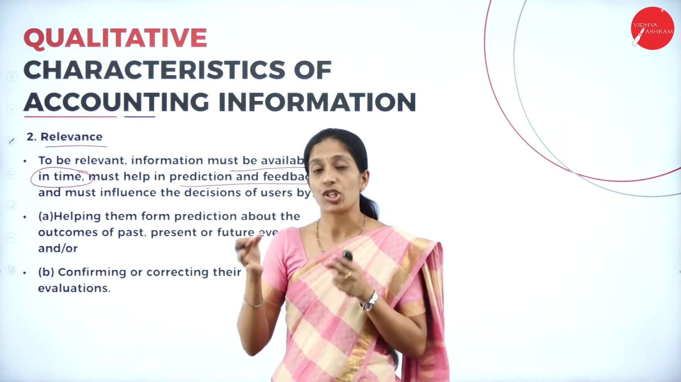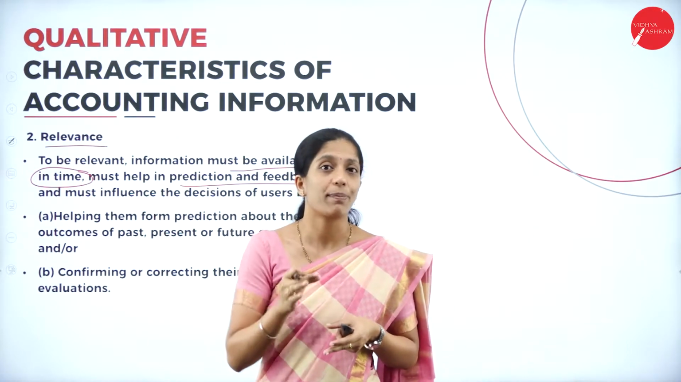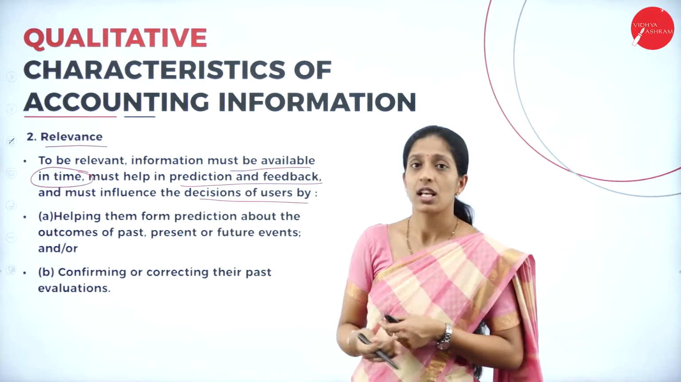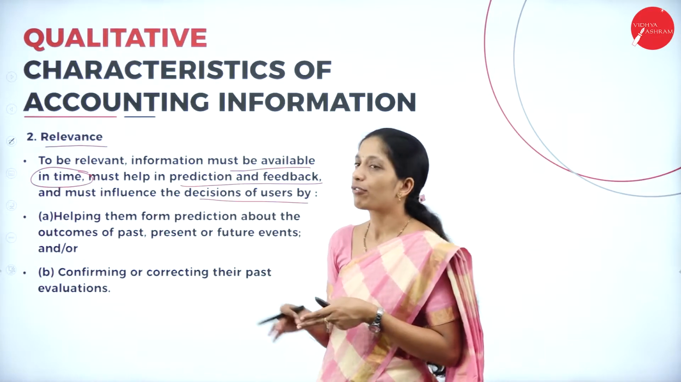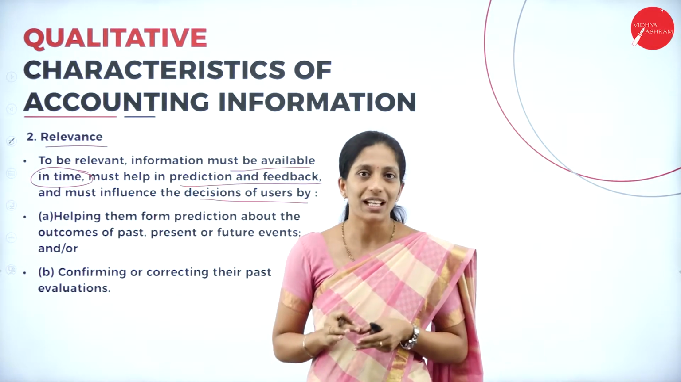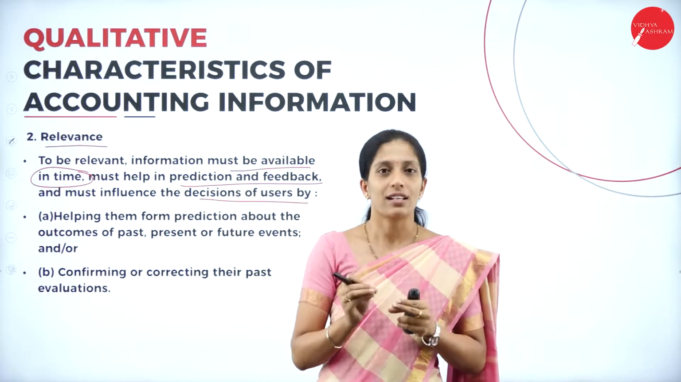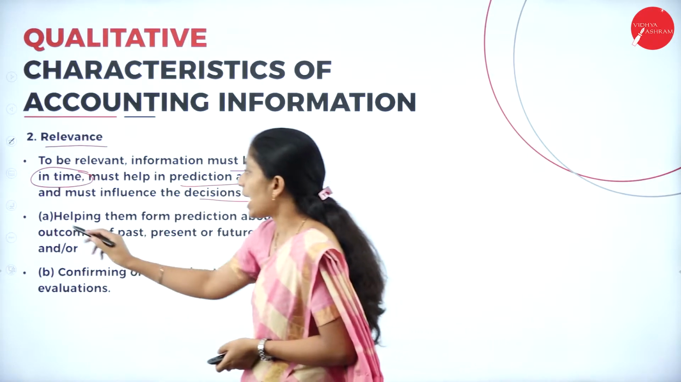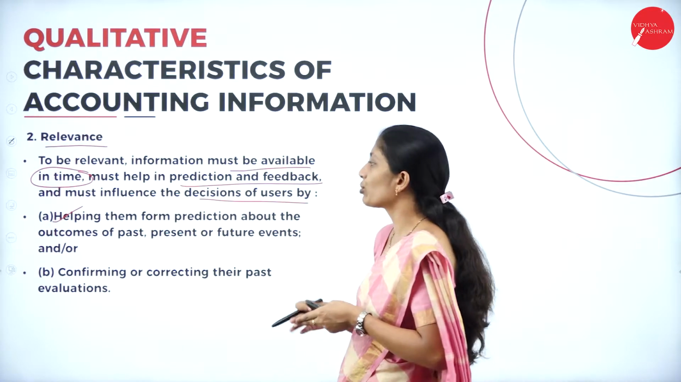So the accounting information should be able to predict the proper decisions. At the same time, feedback should also be given and must influence the decisions of the users. So it should also be able to help take proper decisions. So here what you have to remember, relevance is nothing but accounting information should be available in proper time whenever the user demands. At the same time, it should be in such a way that the user can take the appropriate decisions. So it helps them with prediction about the outcomes of past, present or future events.